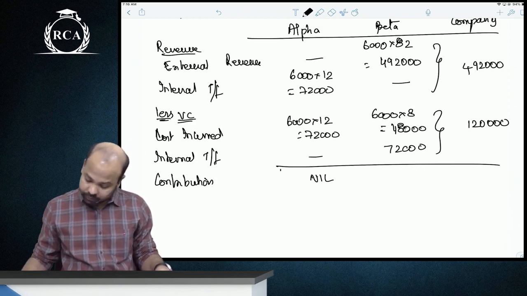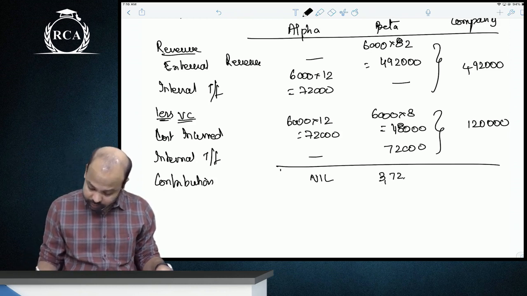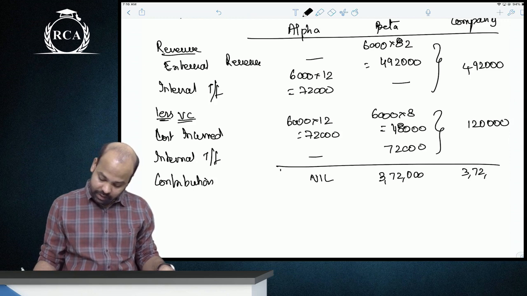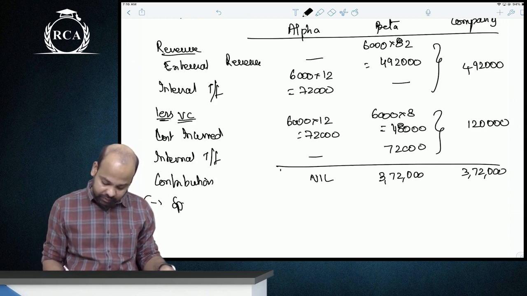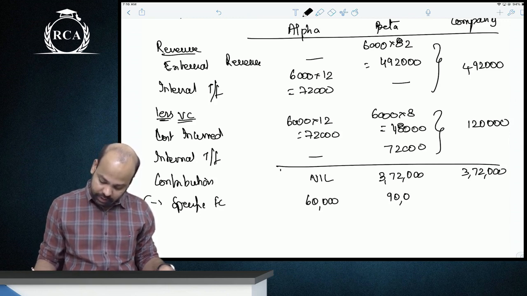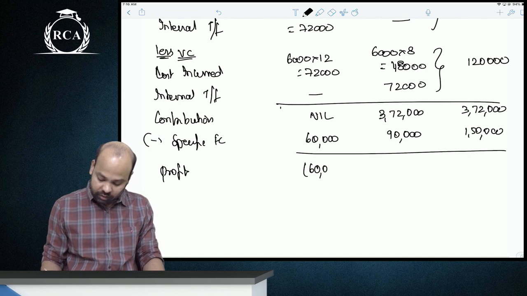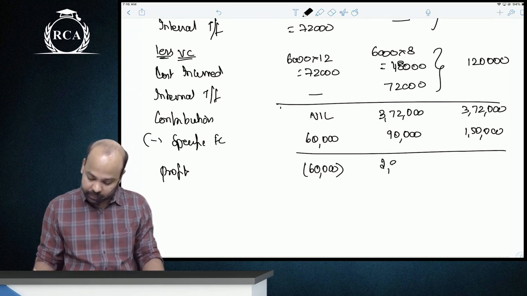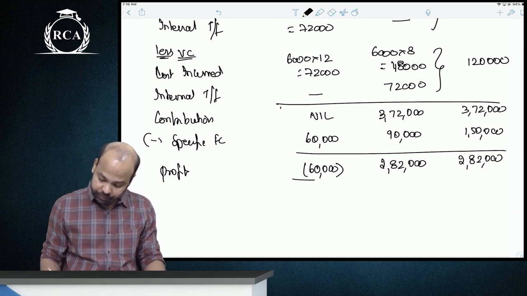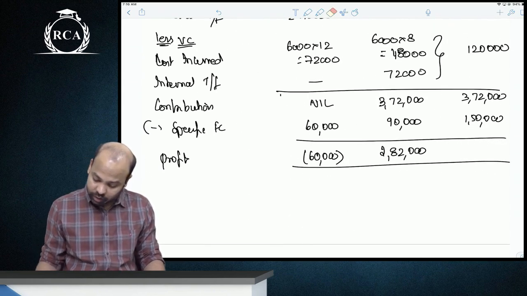Sorry, guys. 4,92,000 minus 48 minus 72, that is 3,72,000. Now, if you deduct the amount of specific fixed cost of this project, here there's 60,000, here there's 90,000, here there is 1,50,000. So all of this would result in a negative profit of 60,000 for division alpha. His profitability is getting impacted. 2,82,000 for the other division. Sorry, overall company will be 2,22,000.